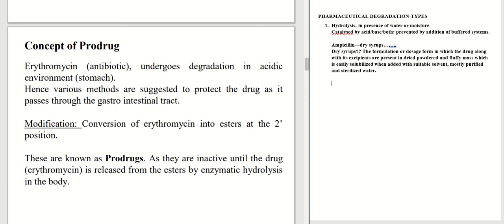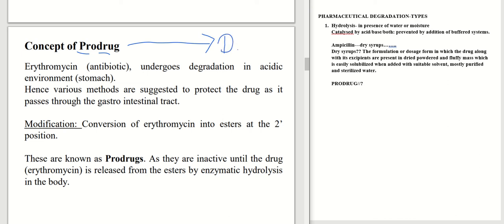Prodrug. What is a prodrug? The name itself indicates pro-drug, which means it is not a true drug. It is a modified drug molecule which is in inactive form. Now this inactive form undergoes activation inside the body and produces the drug molecule. And this is the molecule which will have therapeutic activity, and the prodrug will not have any therapeutic activity.